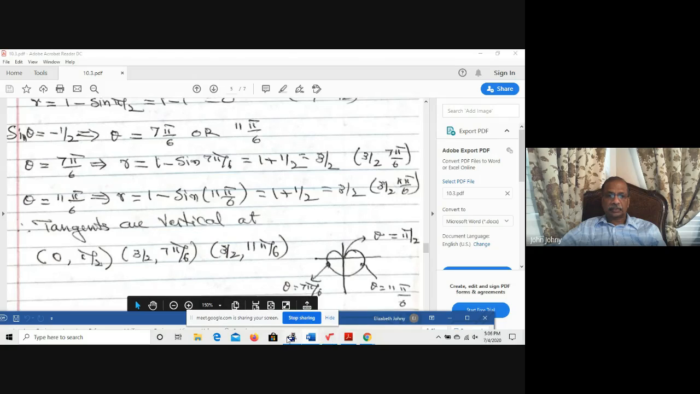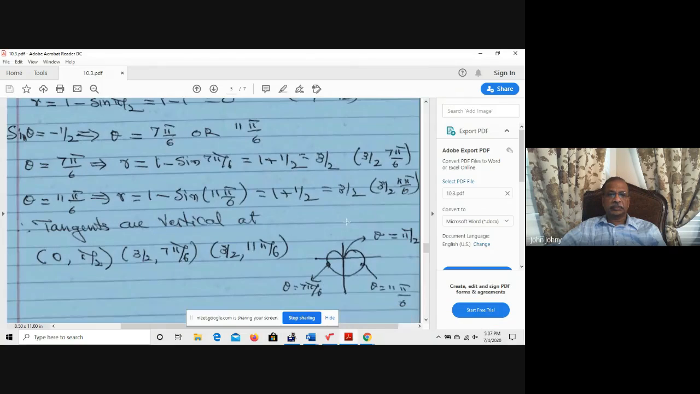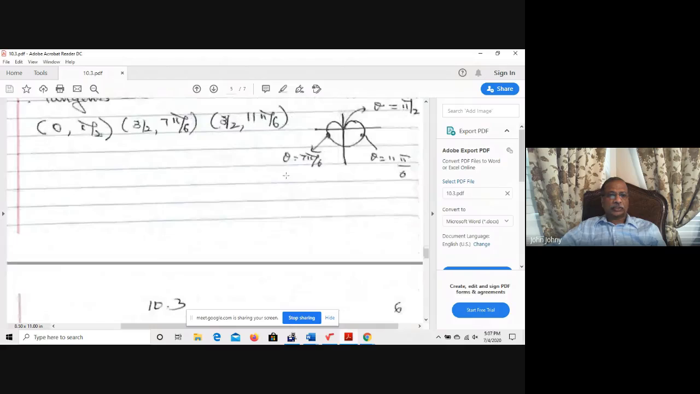If you want, you may check by using your calculator. Trace, second trace, value 7 pi over 6. Theta is equal to 7 pi over 6. So that is the point. The point is here. Clearly, the tangent line is vertical there. So that is the end of number 62.